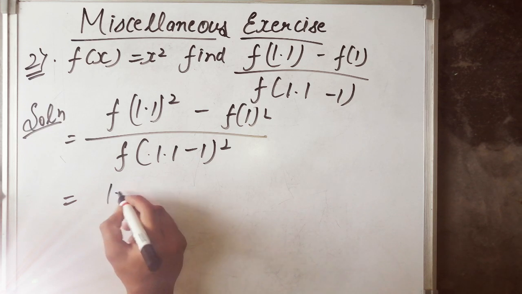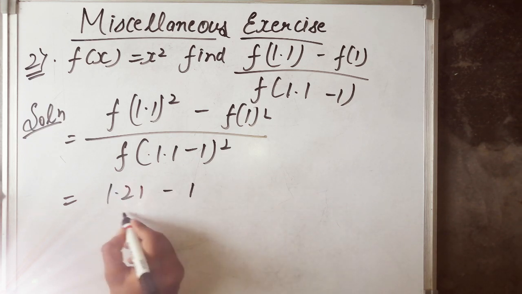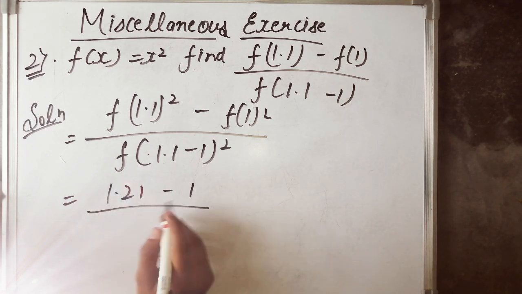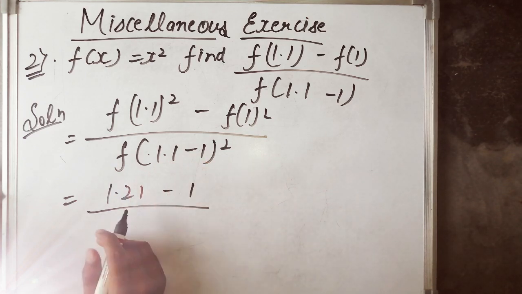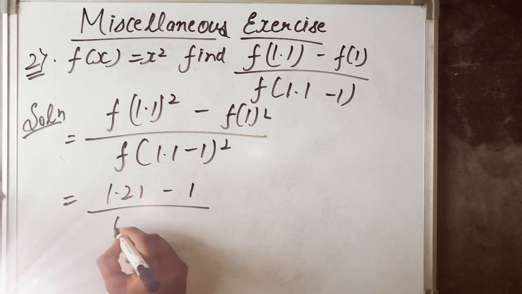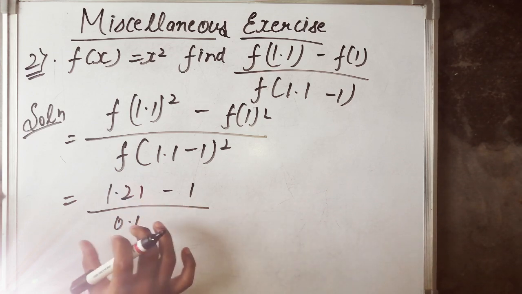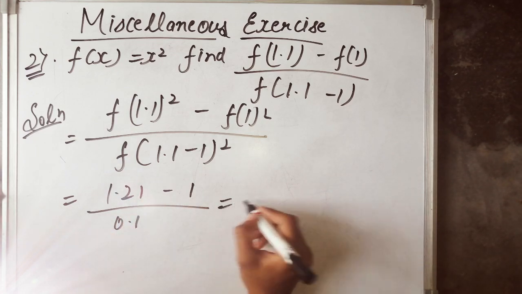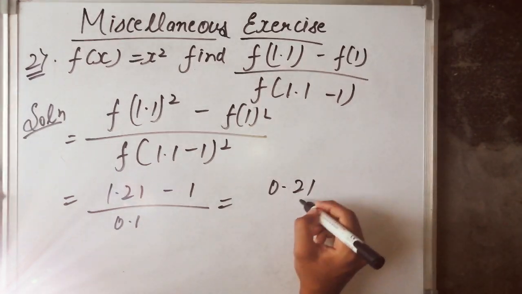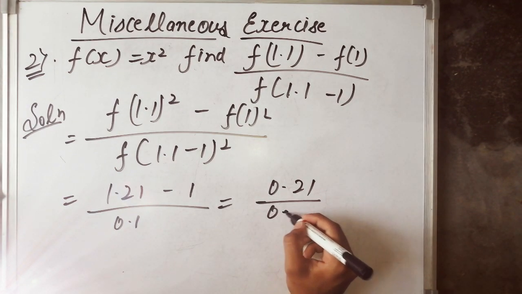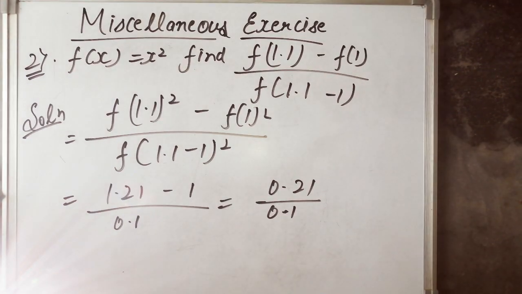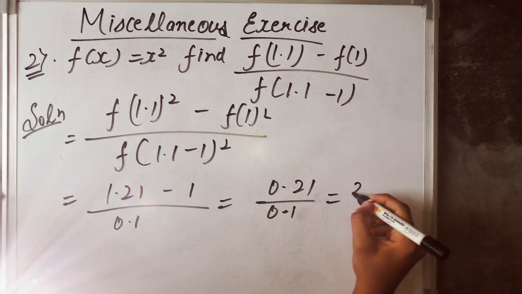It is 1.21 minus 1 by 1.1 minus 1 equals to 0.1, and its square gives us, after subtracting each and everything, 0.21 by 0.1. Okay, and now we have 2.1 as the answer.